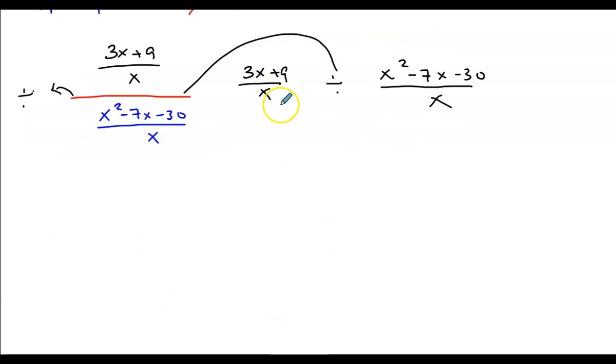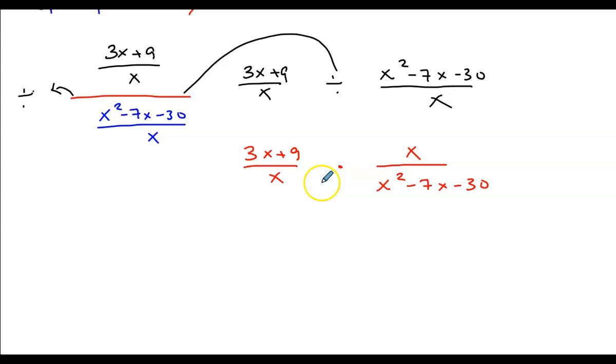I'm going to keep, change, flip. So 3x plus 9 over x, multiply, so times x over x squared minus 7x minus 30. Now that brings me right back to just simplifying the fractions. Factor what you can, so 3x plus 9 factors into, factor out a 3, and I get x plus 3 over x times x over.